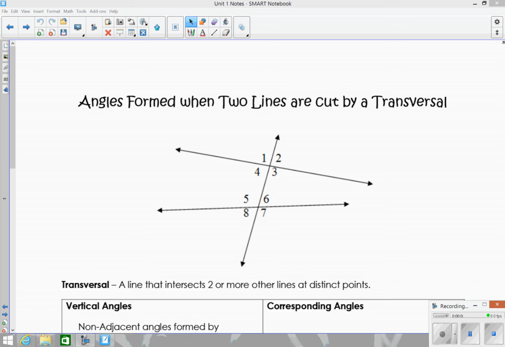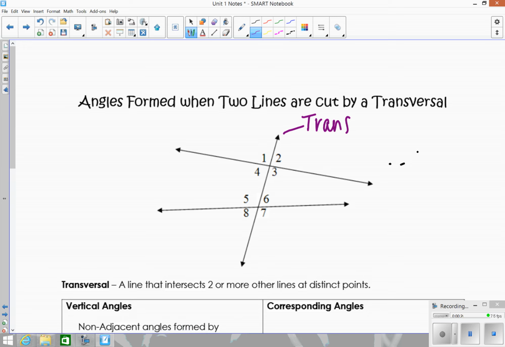In this video, we're going to look at angles that are formed when two lines are cut by a transversal. So basically what that means, if you look, I have three lines in the picture. This line right here is called a transversal. And what a transversal is, it's just a fancy way of saying a line that's intersecting two or more other lines. So this is the transversal. So it's just a line, but we call it a transversal because there's two or more other lines that are intersecting with it.